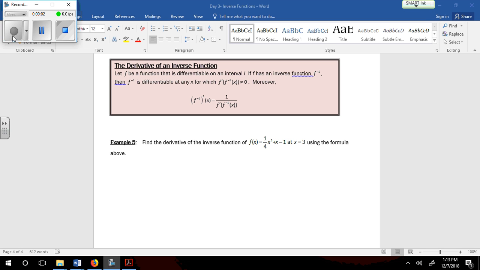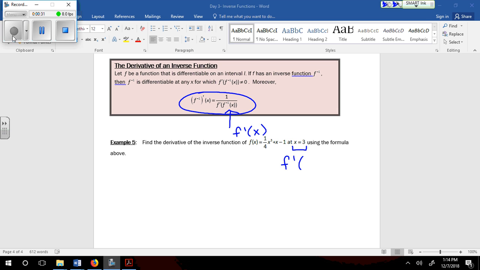Okay, so the third method to find the derivative of the inverse is to use this formula here. And so the two things we need, first we need to find and evaluate just the inverse. So we want to know what the inverse function equals at whatever value. So in this example, we're looking for x equals 3. So we're going to look for the inverse.